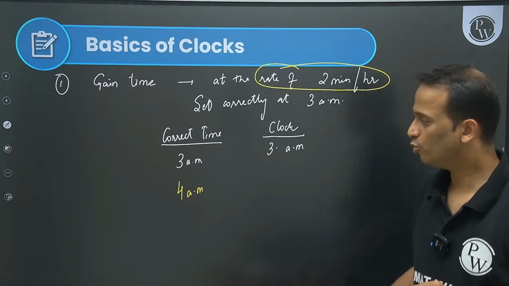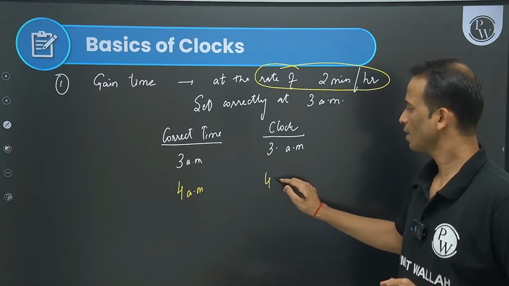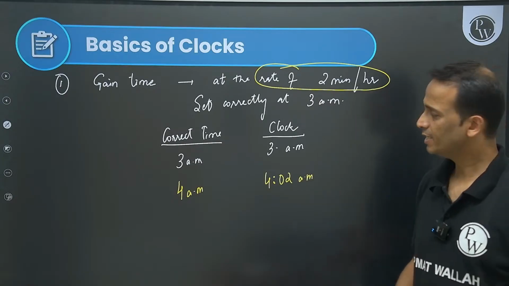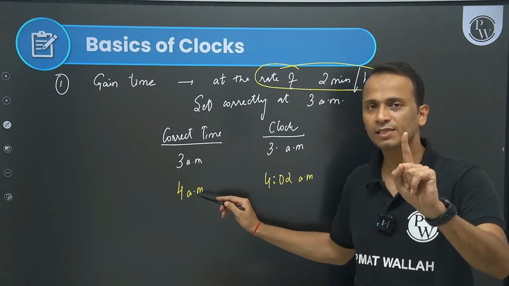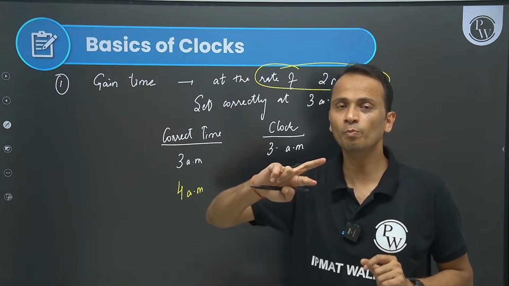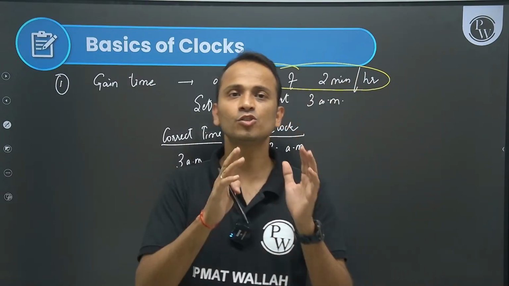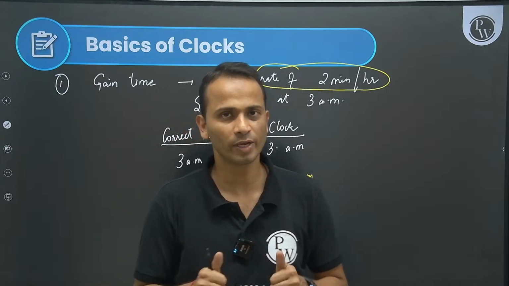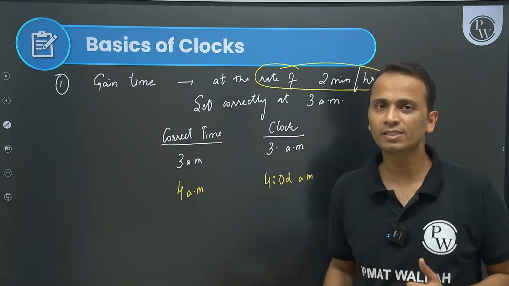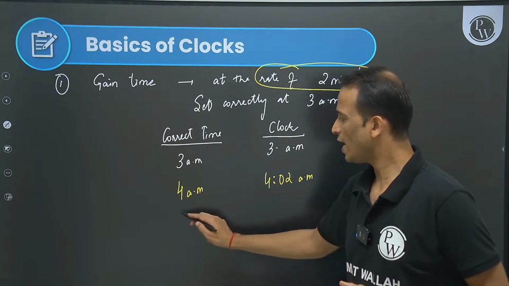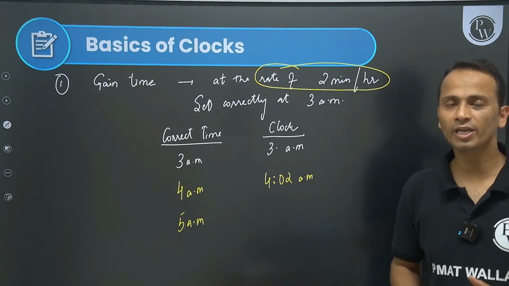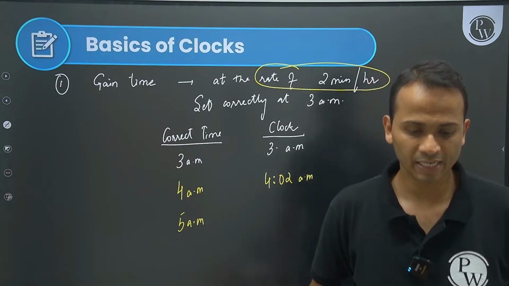Absolutely, Tamanna. Very good. So this clock will show a time which is 4:02 am. ठीक है? So जब करेक्ट टाइम 1 hour से बढ़ा है, in this clock the time elapsed will be 2 minutes extra. That means 1 hour 2 minutes. Okay, fine. आगे चलते हैं. Now this clock will keep on gaining 2 minutes in every 1 hour. So at 5 a.m. what will be the time shown in this clock? 5 बजे इस घड़ी में कितना टाइम होगा?